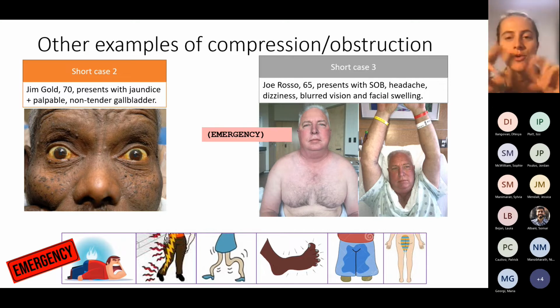And does anyone know the law that applies here? Yes, very good. Okay, can someone state that for me? Courvoisier's principle. I accept any spelling, you'd recognise it in an SBA. So painless jaundice and a palpable gallbladder is unlikely to be due to gallstones. Fantastic, well done.